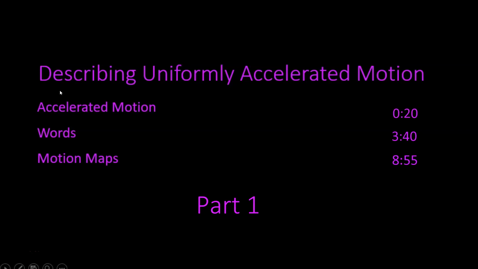Hello. This podcast is the first in a two-part series on describing uniformly accelerated motion. We'll learn what accelerated motion is, how we describe it with words, and motion maps. In part 2, we'll see how we describe it with position time and velocity time graphs. Let's take a look at what is accelerated motion.